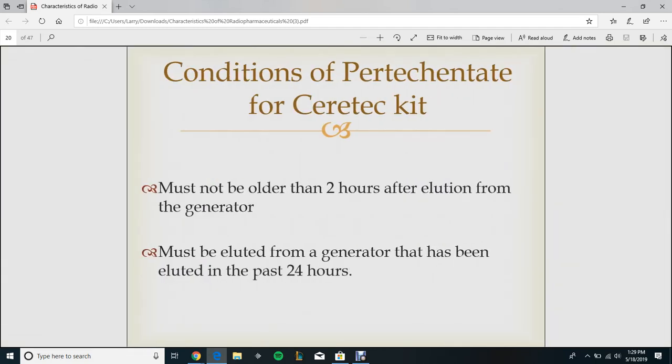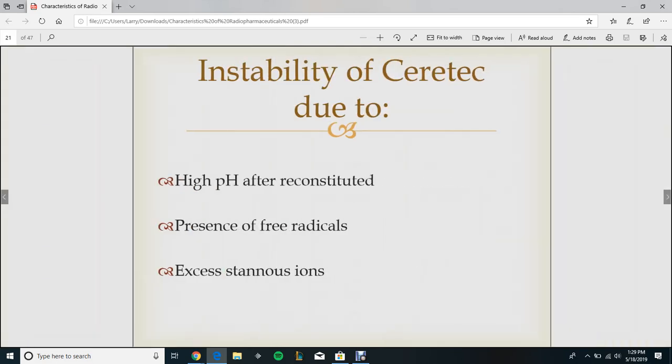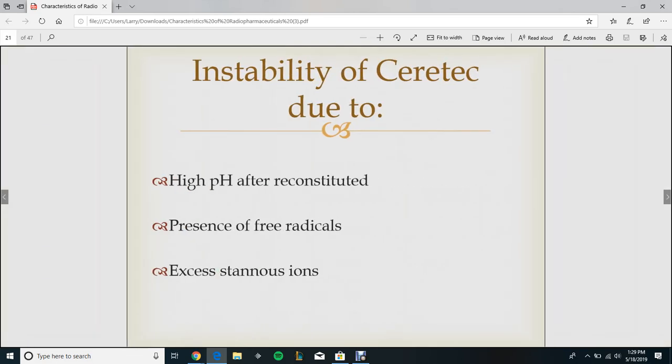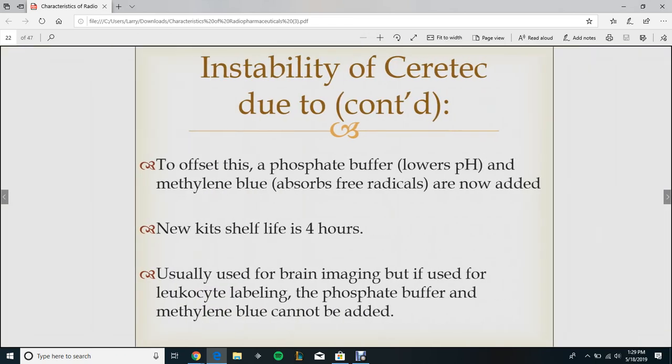The conditions of pertechnetate for the Ceretec kit: it must not be older than 2 hours after elution from the generator, and it must be eluted from a generator that has been eluted in the past 24 hours. The instability of Ceretec is due to the high pH after reconstitution, the presence of free radicals, and excess stannous ions.